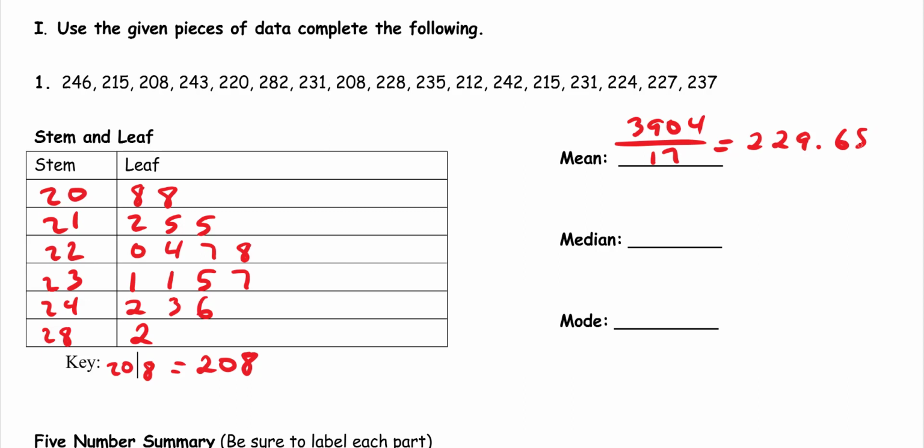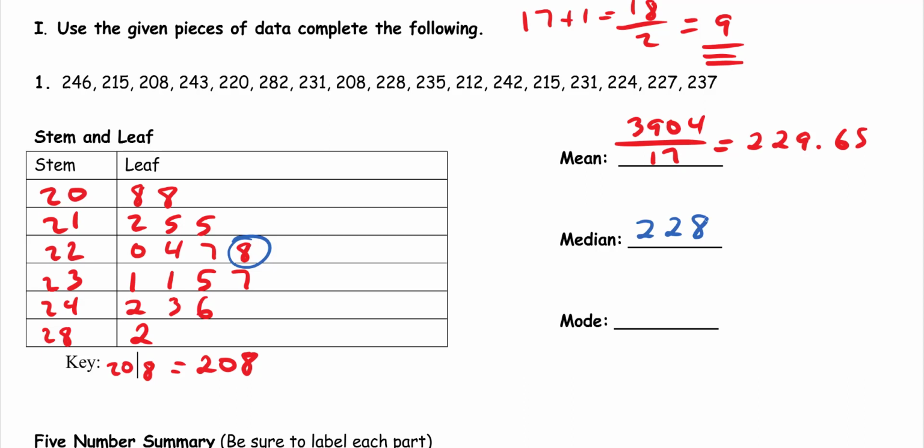Okay. The median is, again, so we're going to count now. I know there's 17 pieces of data because I counted them. So what is my middle term? Remember I told you what to do? You do 17 plus 1 is 18, divided by 2 is 9. So the ninth term is my middle term. If I count 1, 2, 3, 4, 5, 6, 7, 8, 9, this is my middle term. It's 228. Okay? Pretty easy.